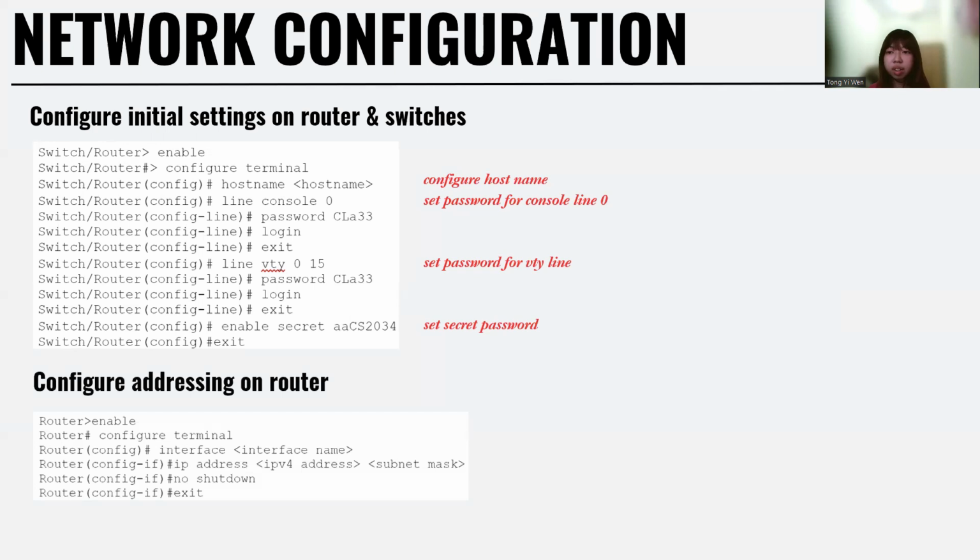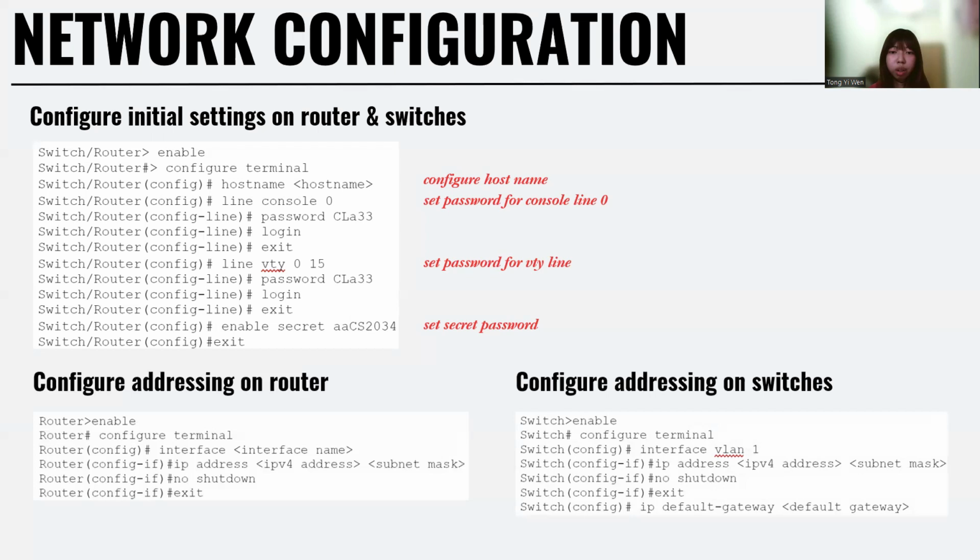Next is to configure the addressing on the router. Type enable, configure terminal, then type interface followed by the interface name, for example G0/0. This is to enter the GigabitEthernet 0/0 port. Then type ip address followed by the IPv4 address and the subnet mask. Lastly, we need to type no shutdown, because the interface is shut down by default.